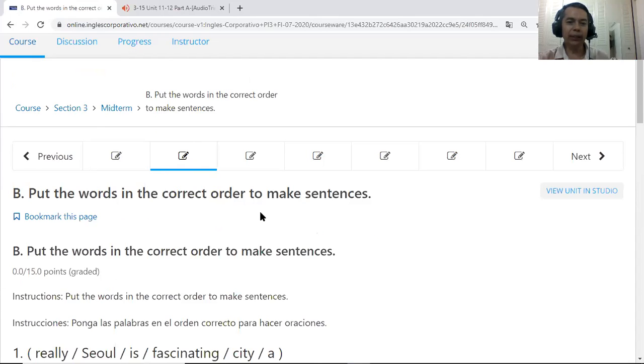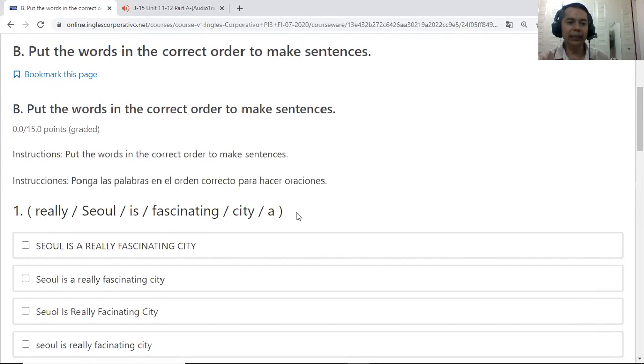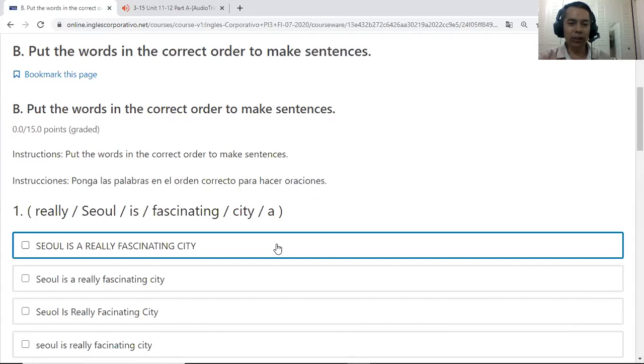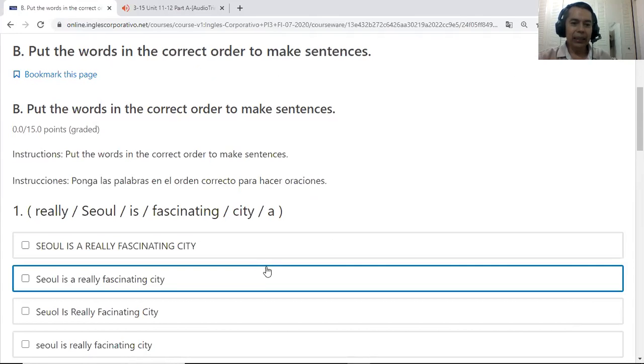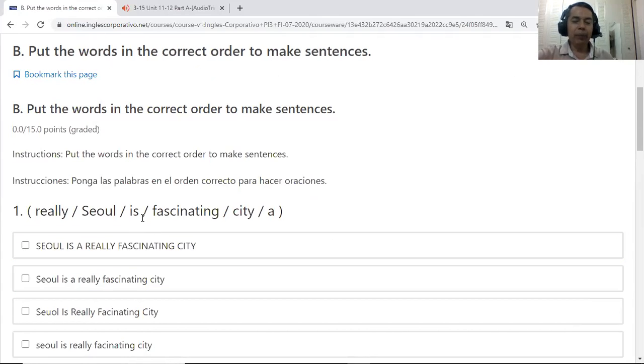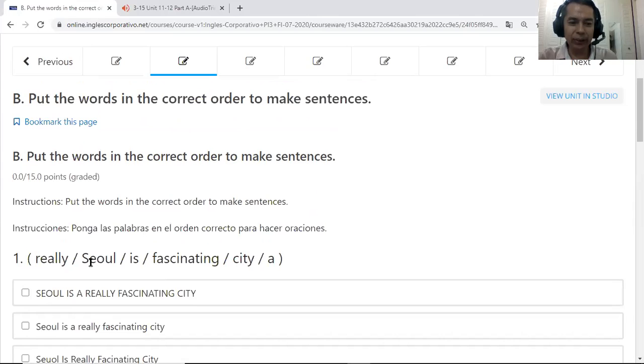Okay, put the words in the correct order. Las oraciones están en desorden, right? Y primero tenemos que identificar el nombre, ¿verdad? Generalmente, vean, hay varias claves. Por ejemplo, aquí, soul, está con mayúscula, ¿verdad? Entonces suena como que fuera la primera palabra, ¿verdad?